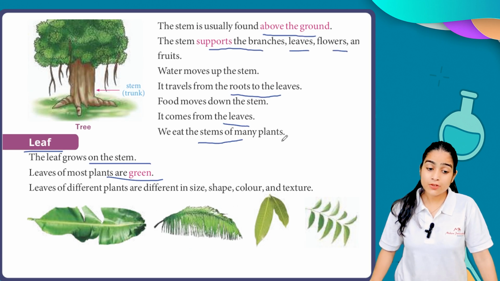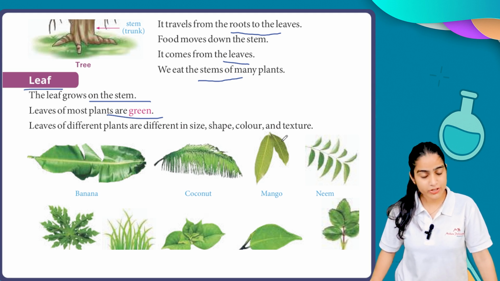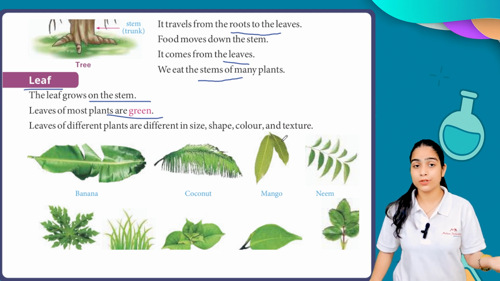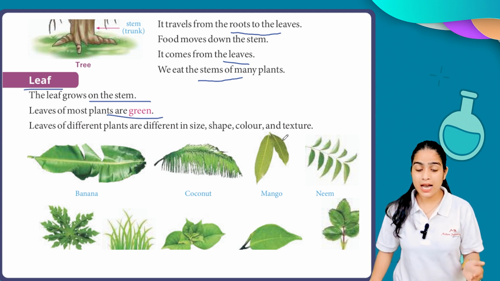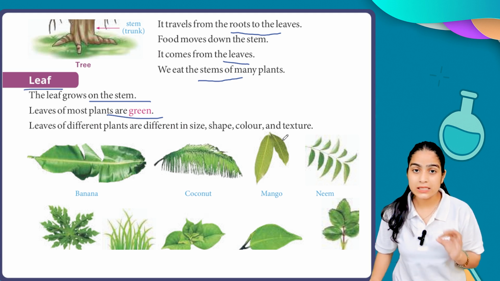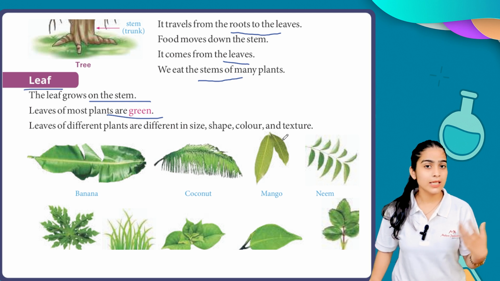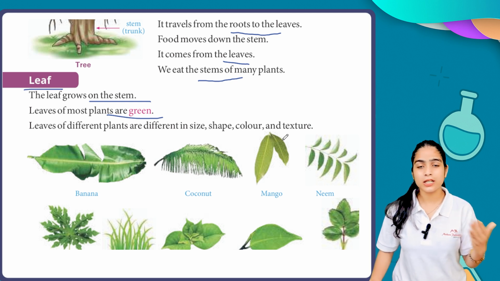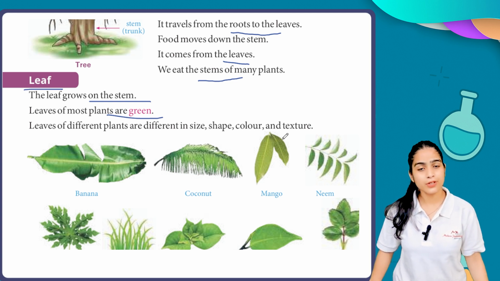Next, leaves of different plants are different in size, shape, color and texture. Generally, most of the leaves have green color only. But what is the difference then after green color? The difference is in the size, the shape, the color and the texture. We don't have a single green color. We have different shades of green as well: dark green, light green, bright green. So these are the different shades of green which we see in different leaves.